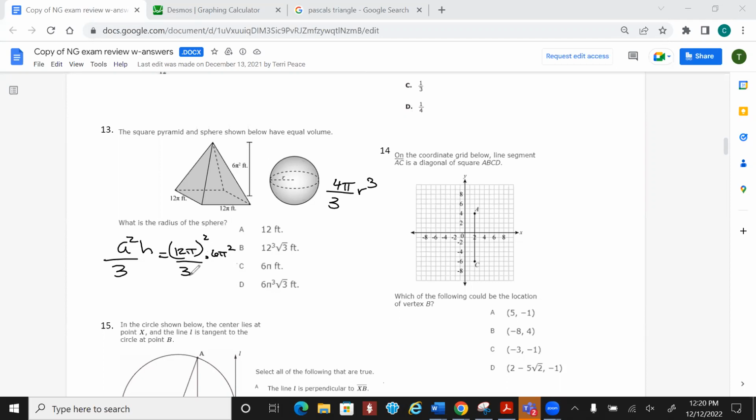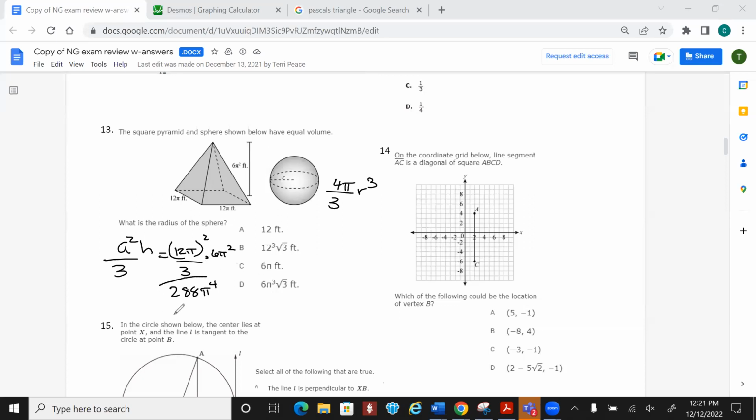When I simplify all of that mess, I really just want to pay attention to the numbers, not anything else. When I do this, that's going to give me 12 squared, which is 144, times 6, and we're going to divide it by 3. So that's going to give us 288 pi, and that would actually be to the 4th power. That was messy.